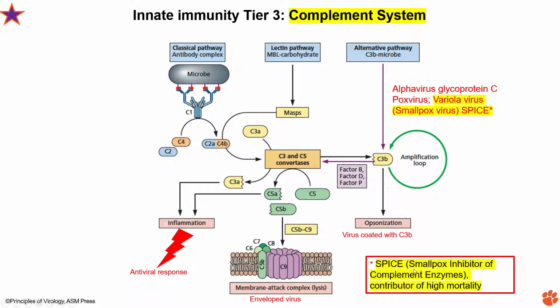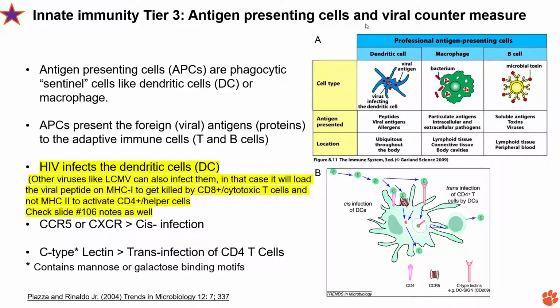Just remember, what is the spice? The variola virus, which is the smallpox virus, produced this smallpox inhibitor of the complement enzyme, a contributor to the high mortality. This protein acts on the complement system. The question we can ask is which component of the immune system is inhibited by this protein, the spice. So just remember that your answer will be the complement system is inhibited by the spice, which is a protein produced by the pox virus.